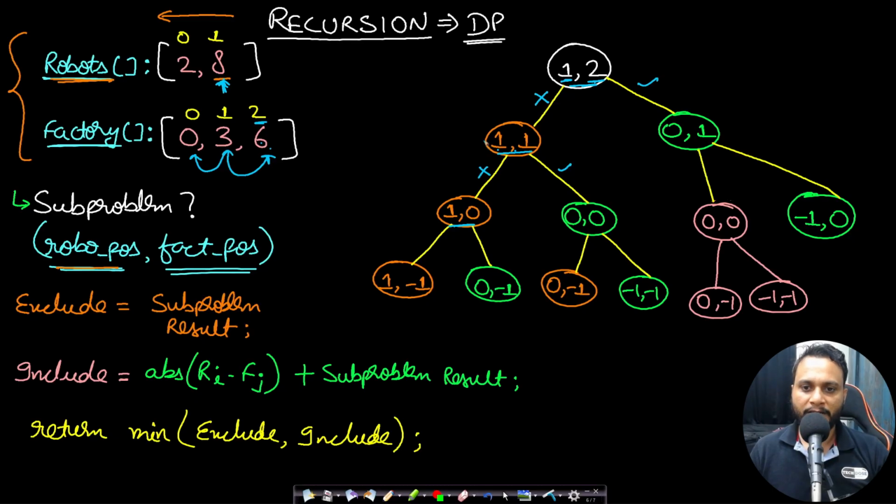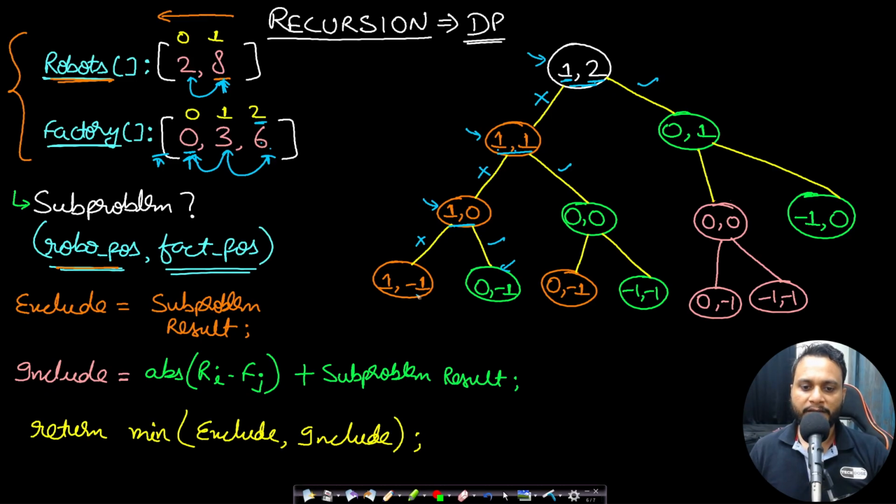Now let's say that I go with the non-assignment approach and I will be moving to 1, 0. So currently I am at factory number 0. Again, we will have two possibilities, whether this robot 1 be assigned to factory 0 or it is not assigned. So if I do not assign, then I will go to 1, -1. And if I assign, then I will go to 0, -1, right? So these are the two possibilities again.